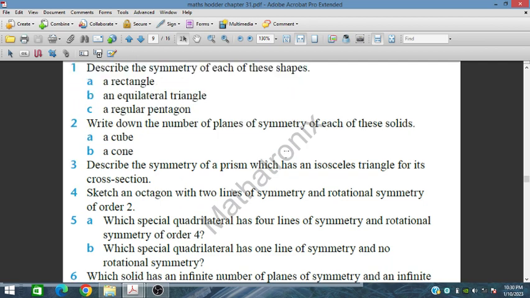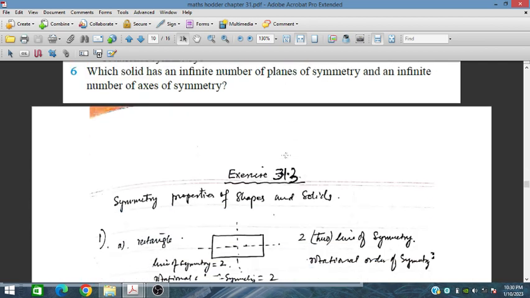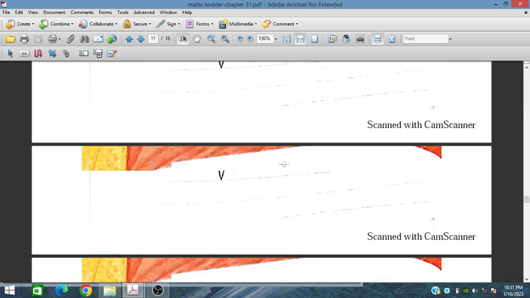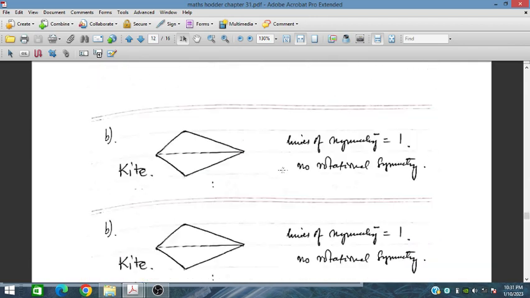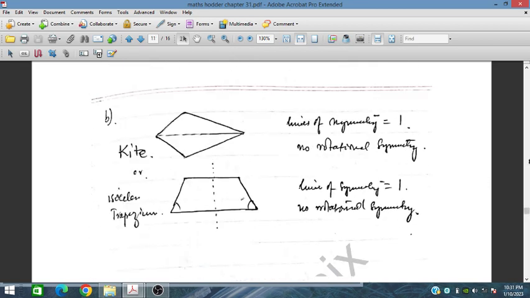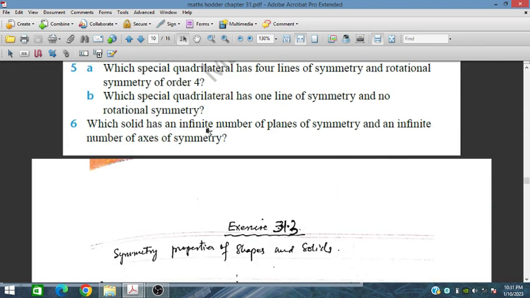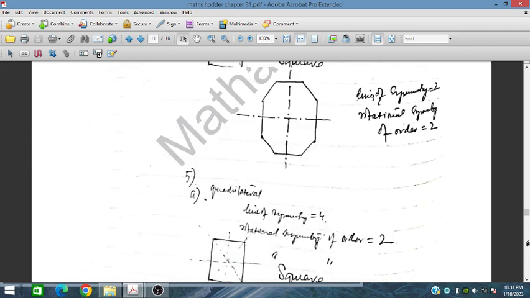Let's solve question number 6. A solid with an infinite number of planes of symmetry and an infinite number of axes of symmetry is a sphere. So it has been asked which solid shape has an infinite number of planes of symmetry and an infinite number of axes of symmetry. That is only a sphere, as can be seen from here.